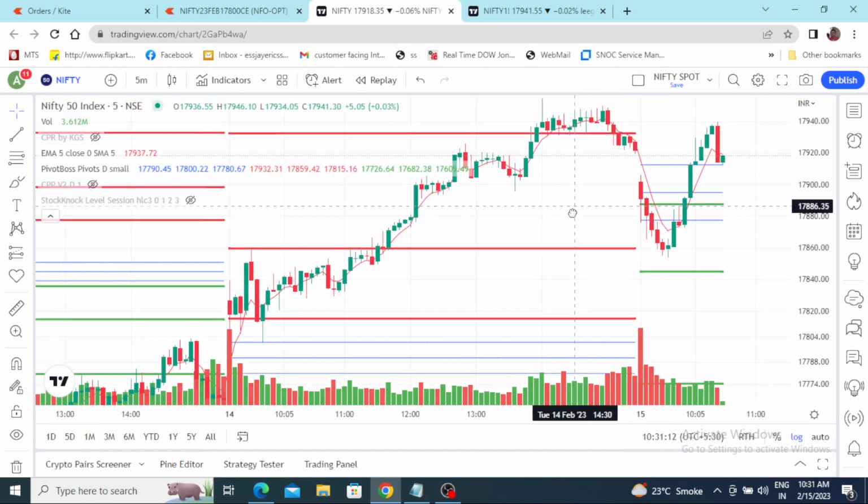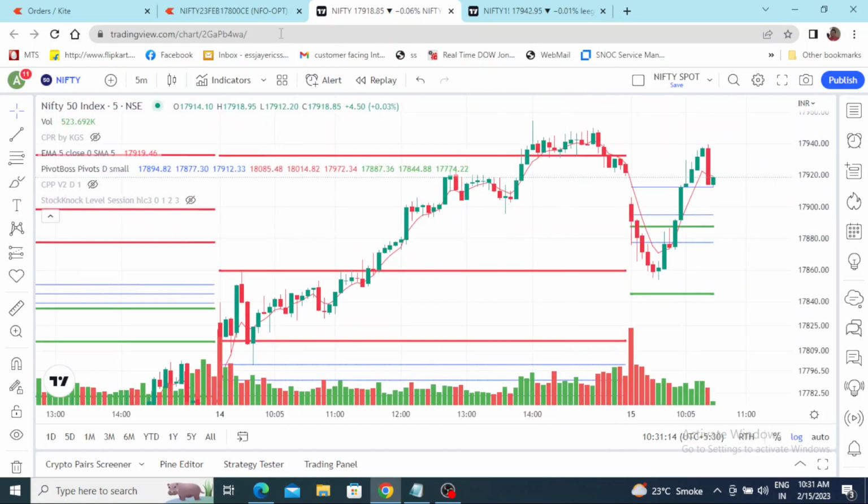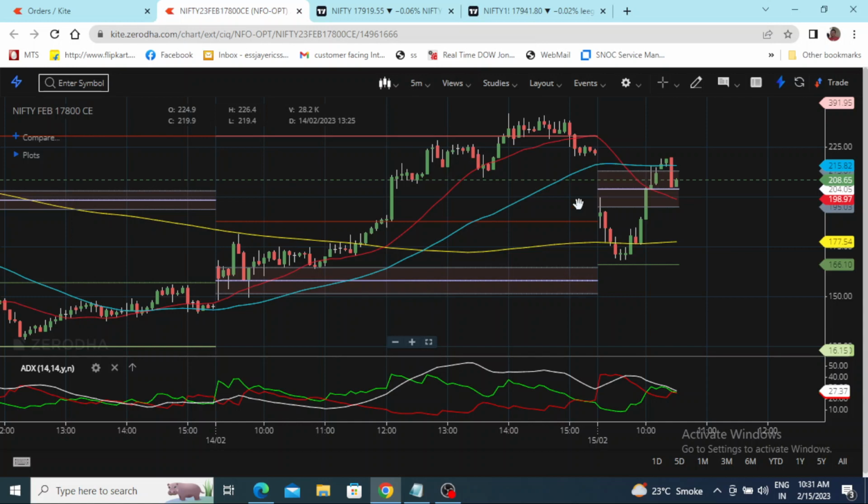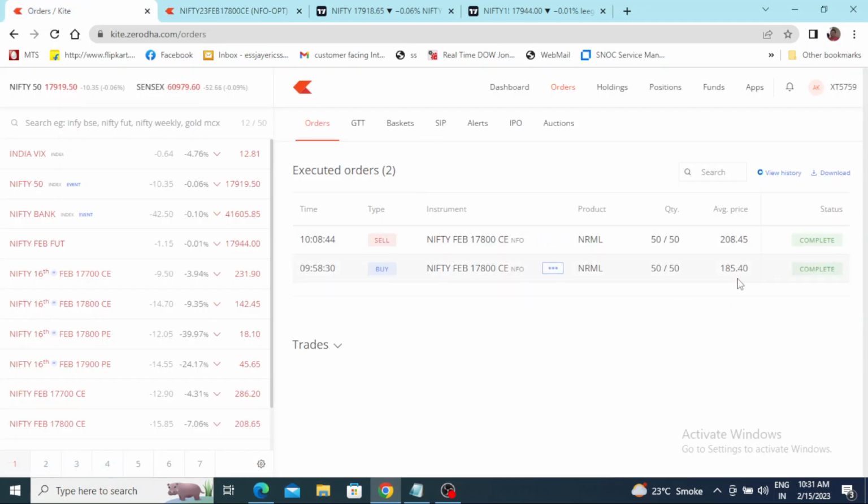I'll show you in options, right? So I bought a 17,800 option over here. See, this was 184.05, and I have taken a buy option. I bought the option when this high was crossed, right? So nearly at 185. See, I'll tell you at what price I entered. I entered at 185.4. This was my buy price, 185.4, right?